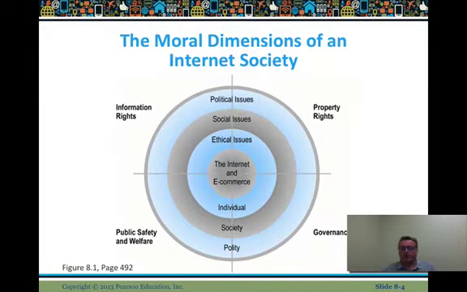So this is a nice chart to summarize political issues, social issues, ethical issues, straddle between information rights and property rights, and then public safety and governance down at the personal level, individual society and the political bodies. So the moral dimensions of the internet are described aptly in this graphic.